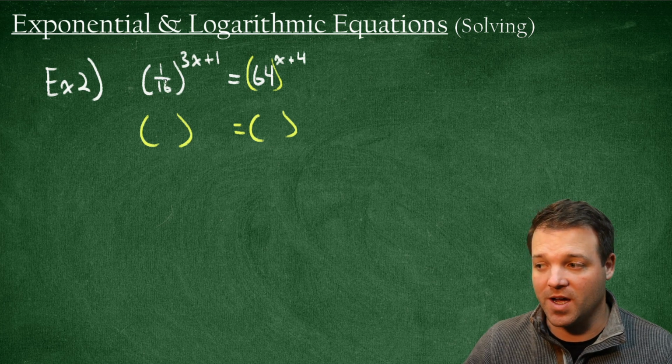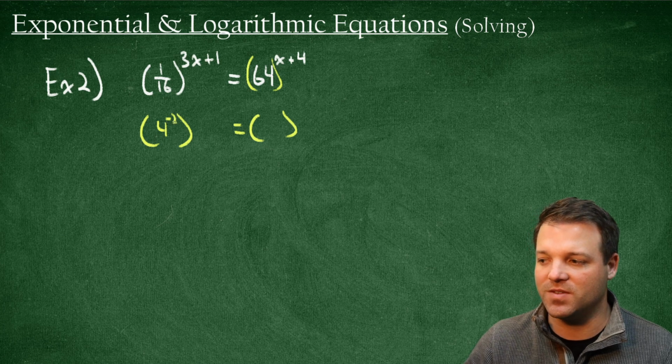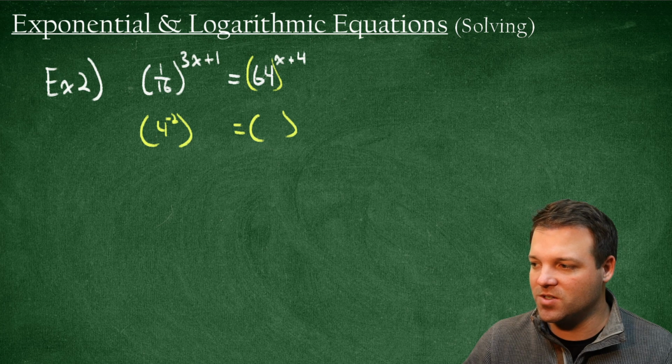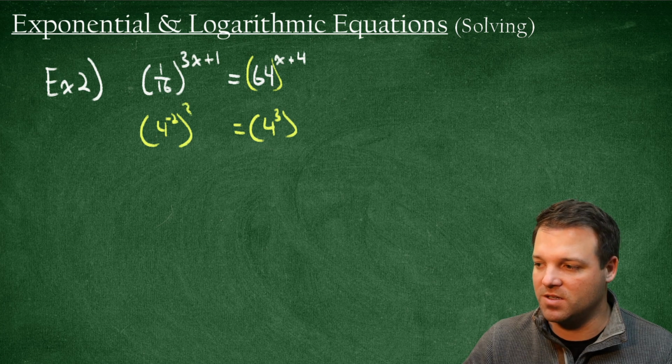So another option for 1/16 would be 4 to the negative second power. That would be 1/16, 1 over 4 squared. And also 64 is 4 cubed. Okay, and so don't forget about our exponents out here, this 3x plus 1 and our x plus 4.